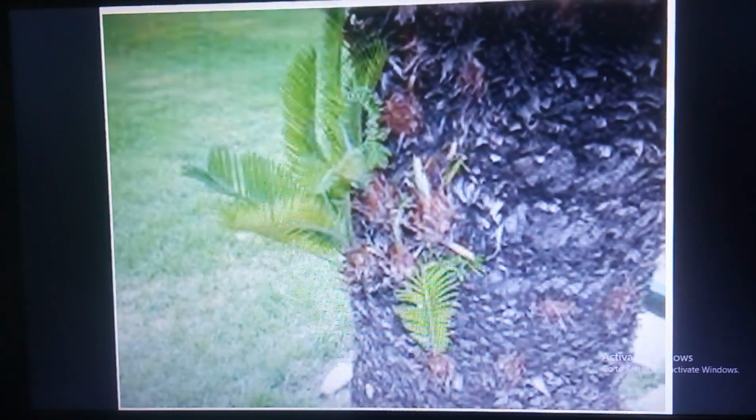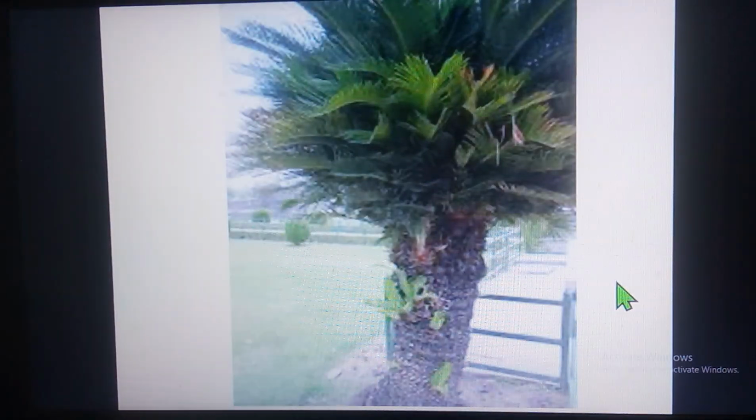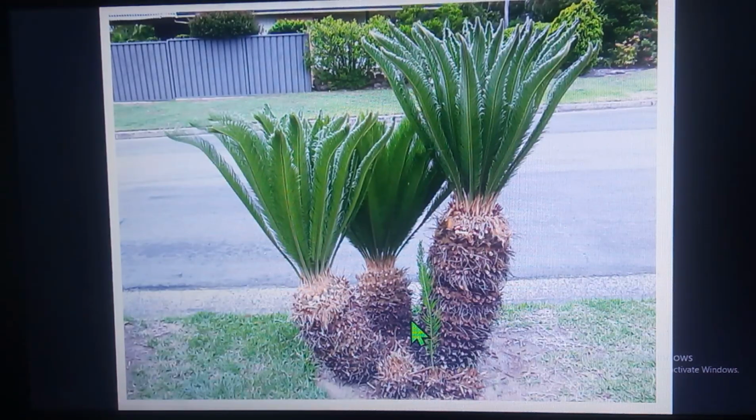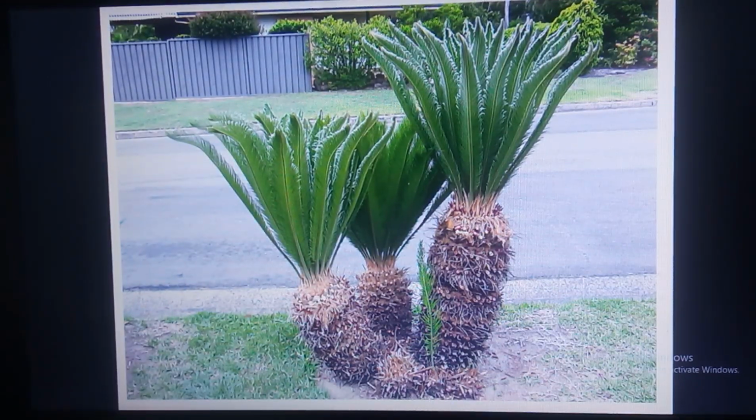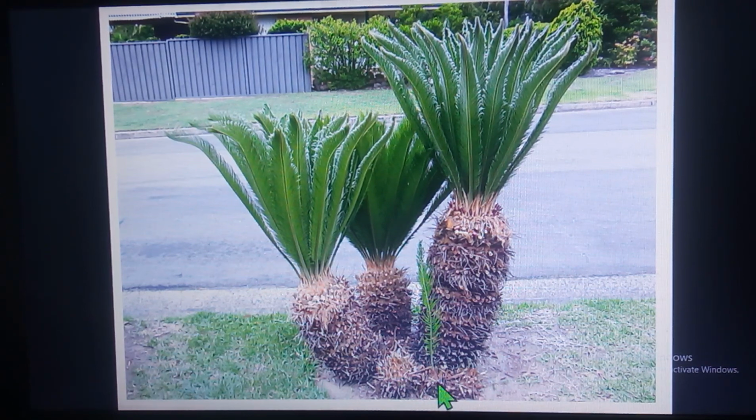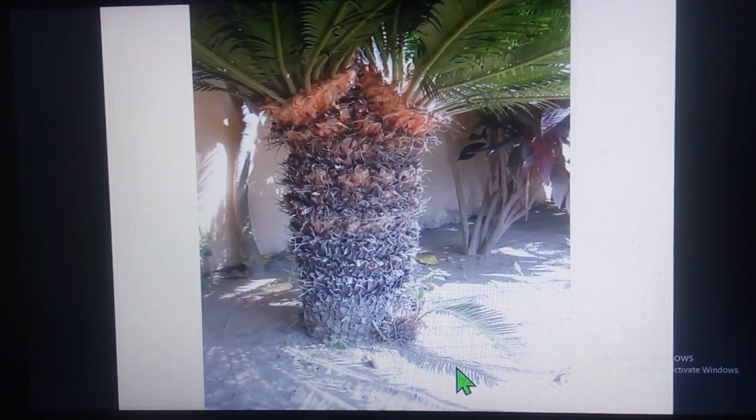Let me show you this. You can see many bulbils here in the stem of a Cycas plant. Even in this picture, we can see some of the bulbils which are found on the stem. Even here in the basal part of the stem, we can see some adventitious buds or bulbils.